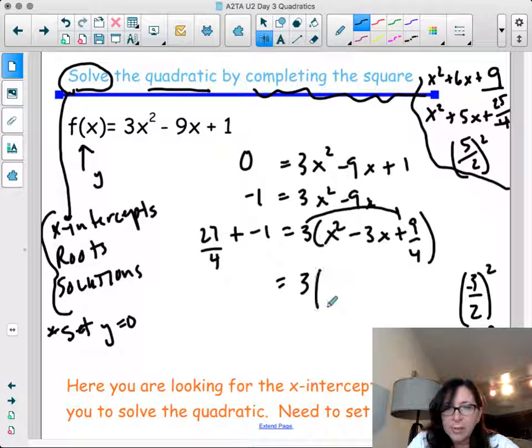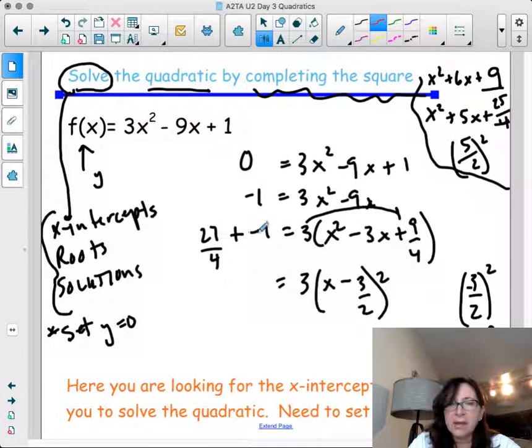So factoring, we're going to get 3 times x, and then this is a minus, so that makes that minus. This value here, square root of that is what? 3 halves. 3 halves times 3 halves is 9/4, 2 of those. And then for this, I'm just going to make this a 4 over 4 so that I get a common denominator. So 27 minus 4 is going to be 23/4.